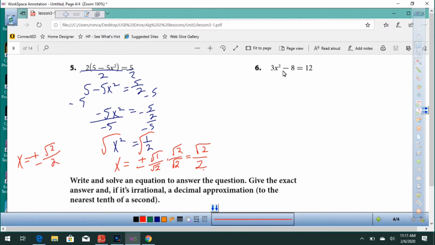Let's try number 6. We add 8 to both sides. And we get 3x squared equals 20.